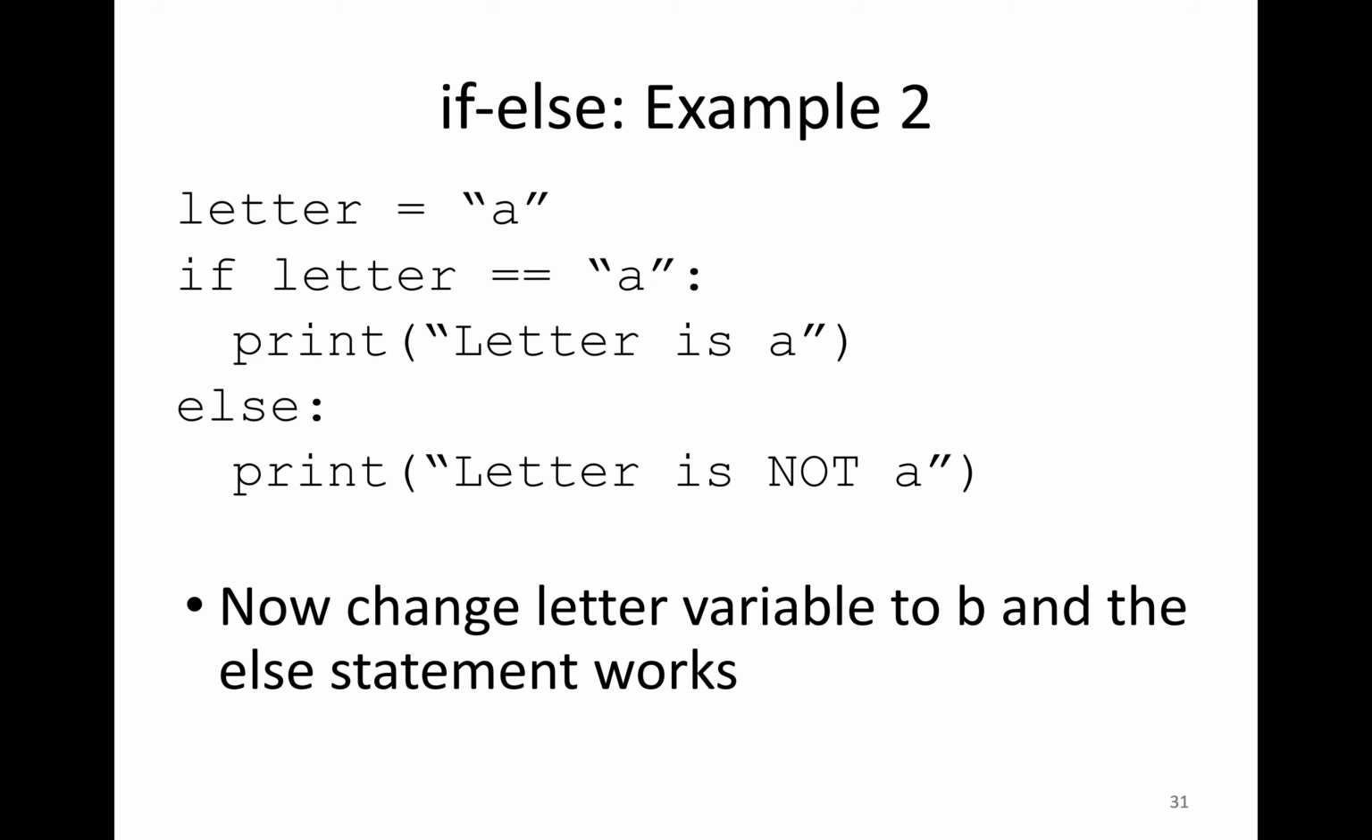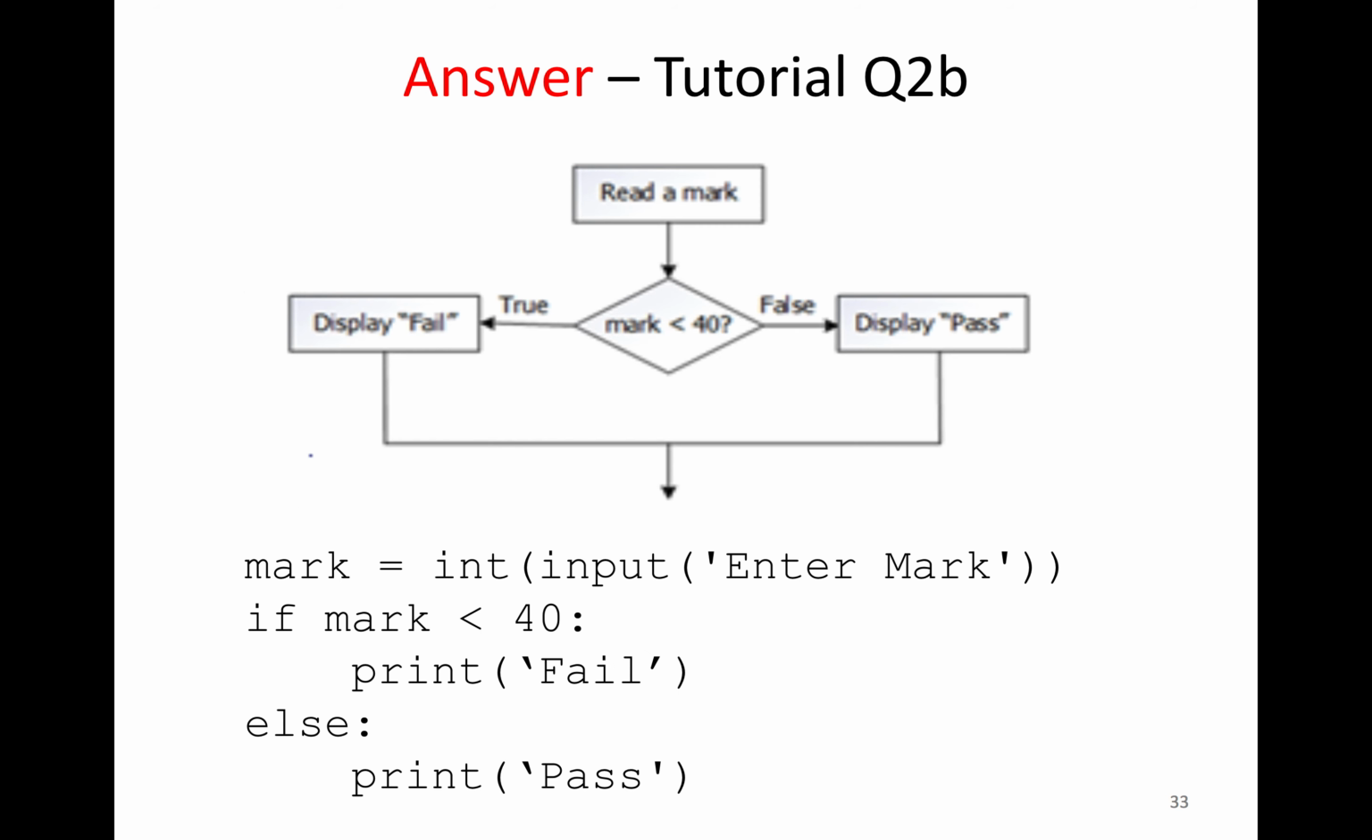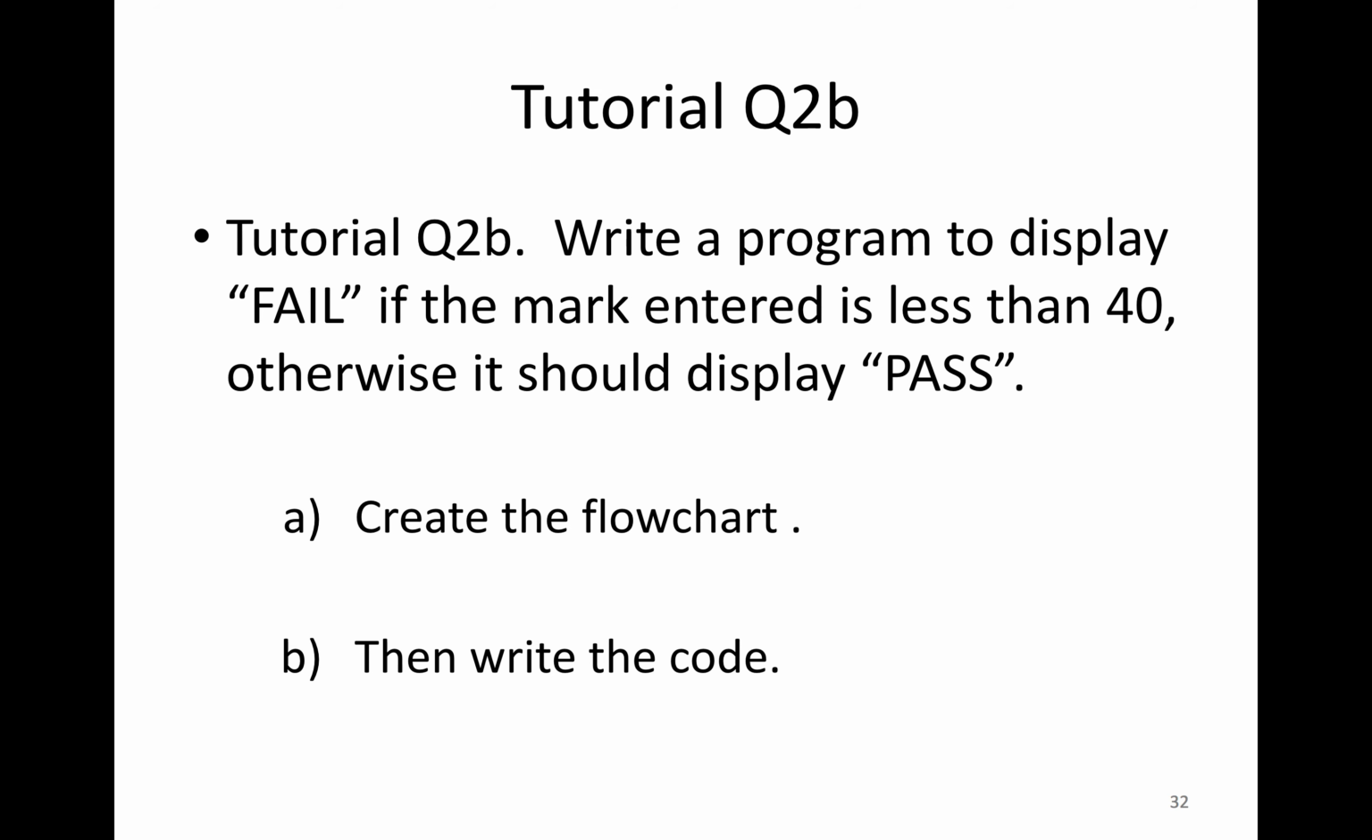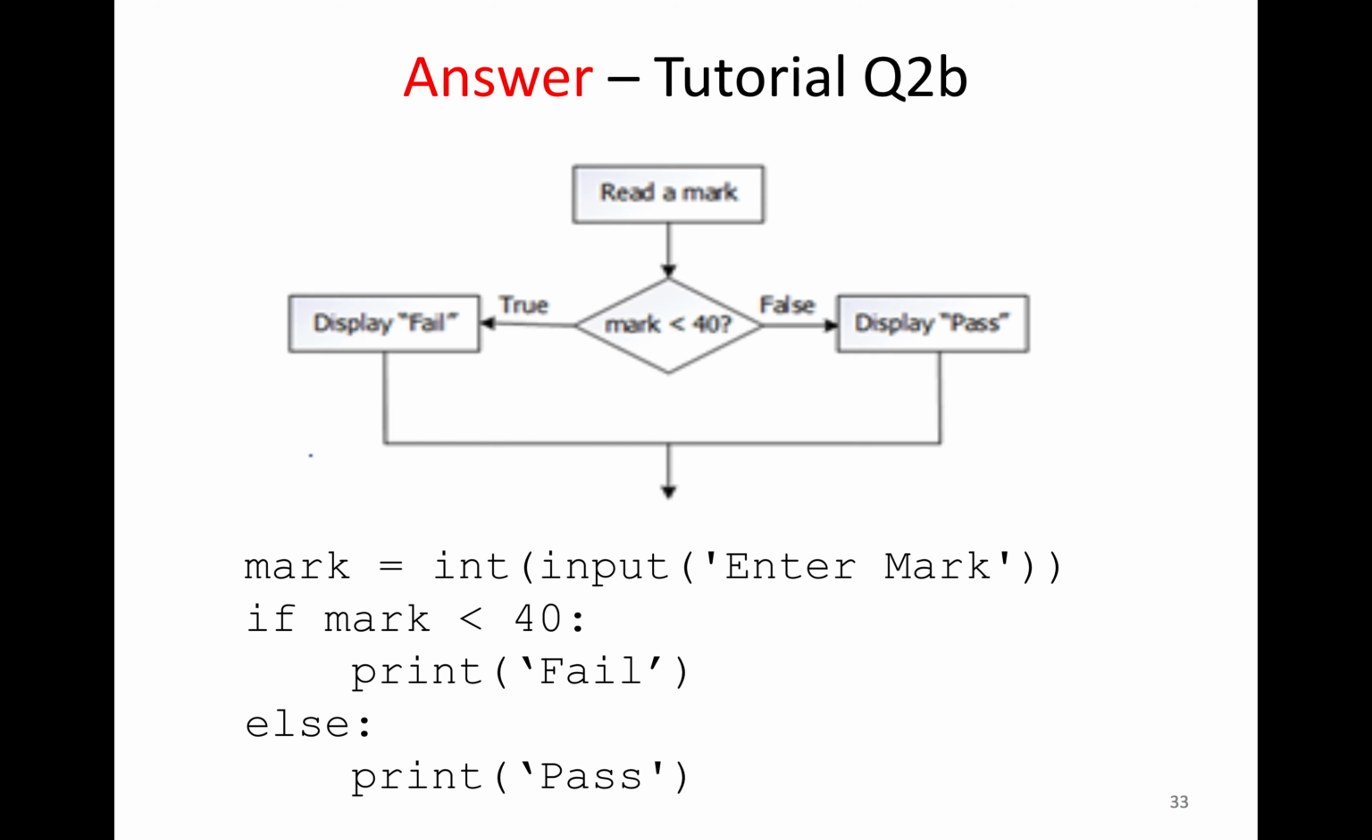This is another example of if and else. We have discussed this in the previous session. Write a program to display fail if the mark is less than 40, otherwise it should display pass. Create the flowchart and then write the code.